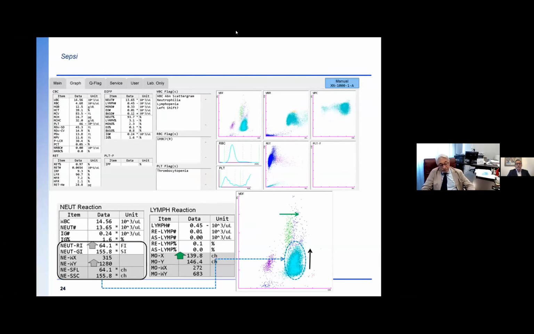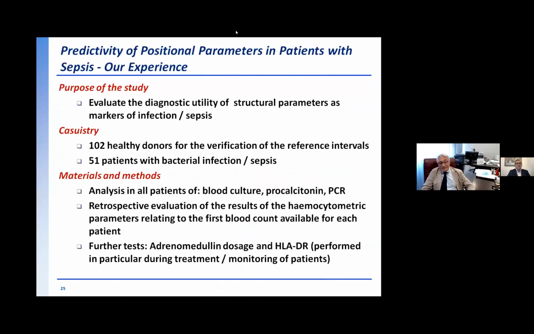This is our experience that I would like to share with you, which assessed the usefulness of structural parameters as markers of infection and sepsis. So we assessed these parameters on 102 healthy subjects and 51 patients with sepsis or a bacterial infection. Diagnosis was carried out based on blood culture, procalcitonin, PCR, and other values. There was a retrospective evaluation of results of the related hematocytometric parameters.